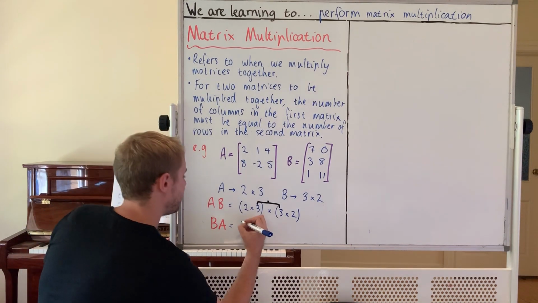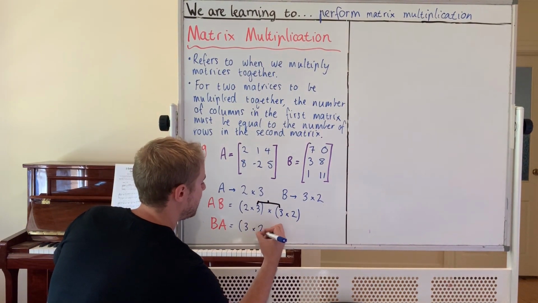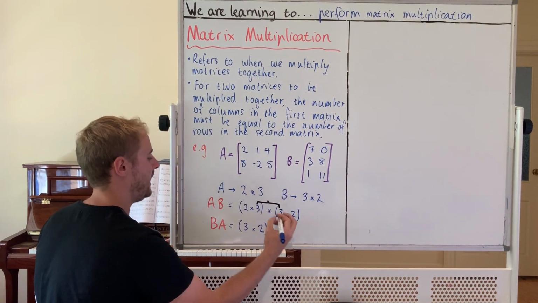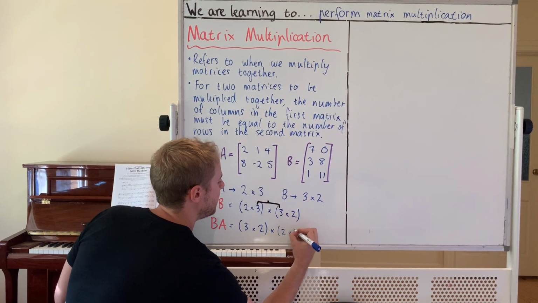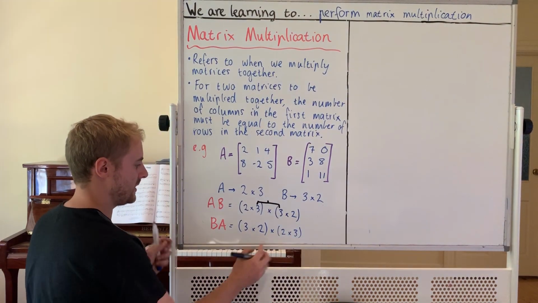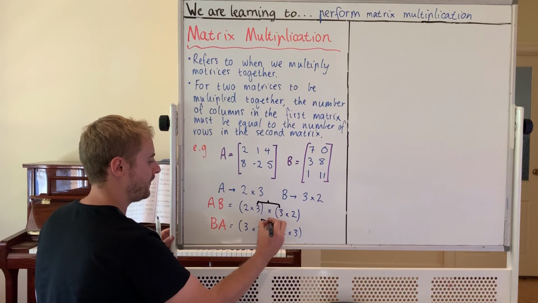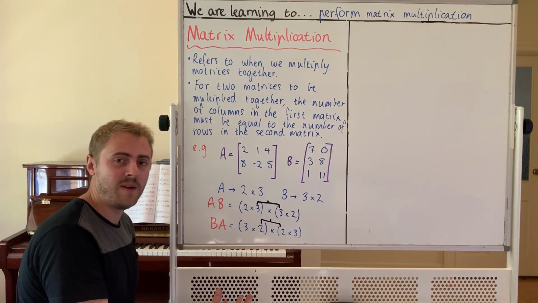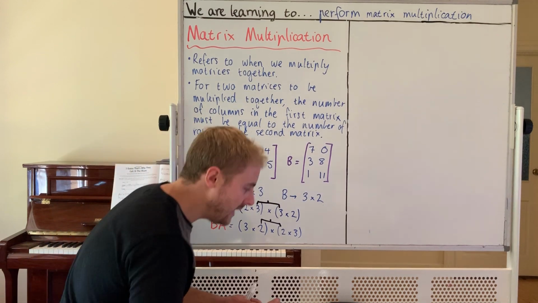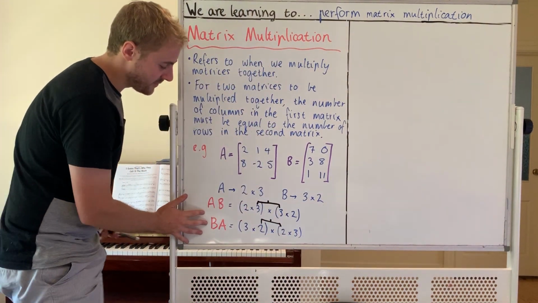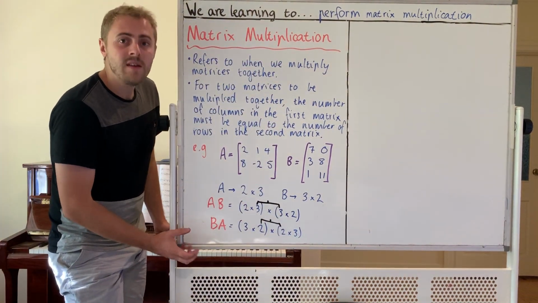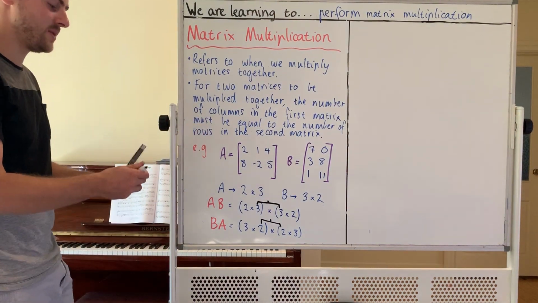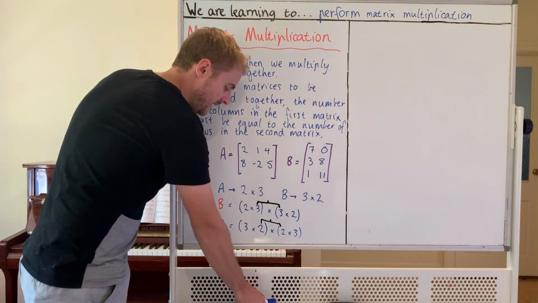If we were to reverse the order, matrix B, which has an order of 3 by 2, getting multiplied by A, which has an order of 2 by 3, look at the two middle numbers. Again, they are the same, therefore these two matrices can be multiplied together. So we say that the product matrix of AB and BA exists because they can be multiplied together.